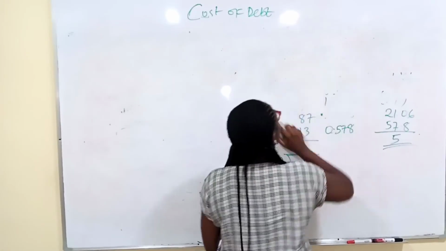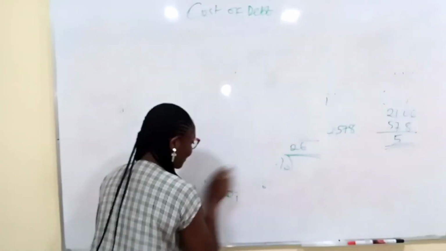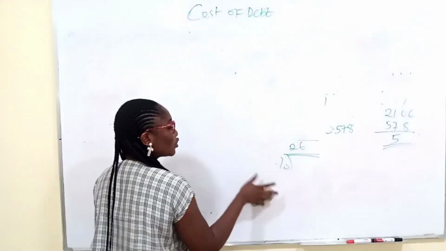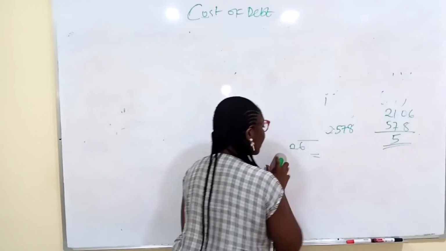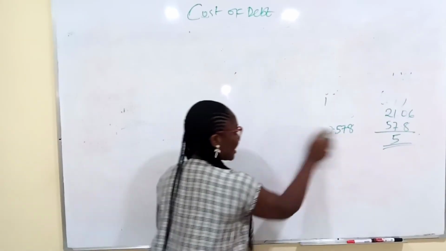Please, if you have any questions, ask in the comment section. I want to solve another example on IRR, but this one took too long and I think you already understand it. So let me just go to another question.